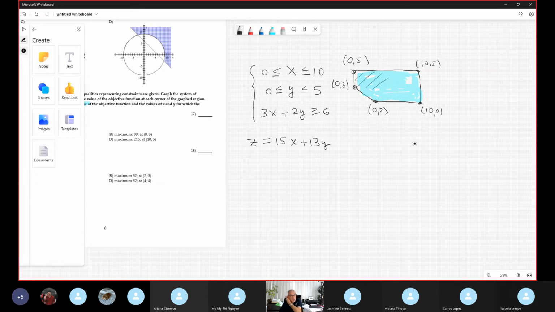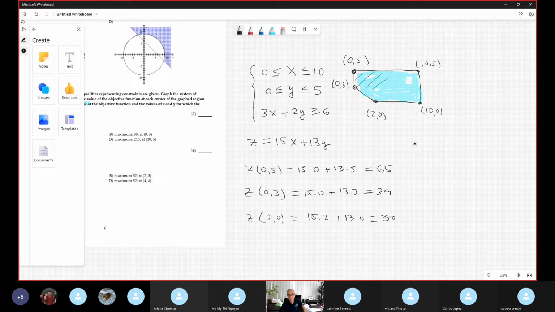And use substitution here. Suppose I evaluate at 0,5. 15 times 0 plus 13 times 5 is 65. So the objective function at that point is equal to 65. At 0,3 is 15 times 0 plus 13 times 3 which is 39. Evaluate at 2,0. This is a mistake, it is obvious, it is on the x-axis, 2,0. So evaluate at 2,0 is 15 times 2 plus 13 times 0. It is obvious that it is 30. If I evaluate at 10,0 is 15 times 10 plus 13 times 0 is 150.